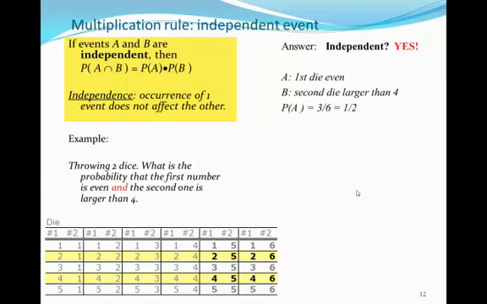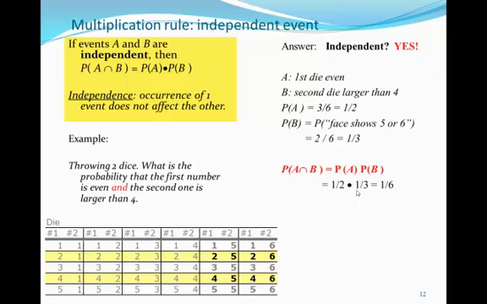So we want the first die even and the second die larger than 4. The probability for the first die being even: we can get 2, 4, 6, so it's 3 out of 6, which is half. The probability of the second die being larger than 4: the face has to show either 5 or 6, so it's 2/6, which is 1/3. So the probability of A intersect B equals the probability of A times the probability of B, which equals 1/2 times 1/3, which is 1/6.